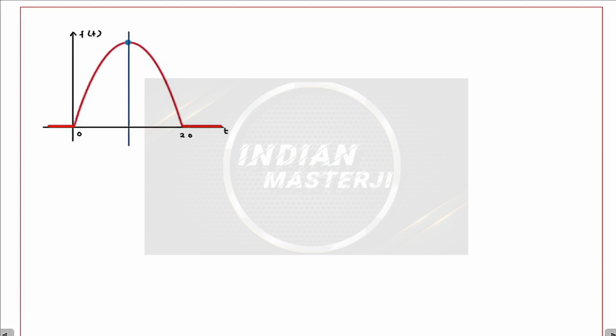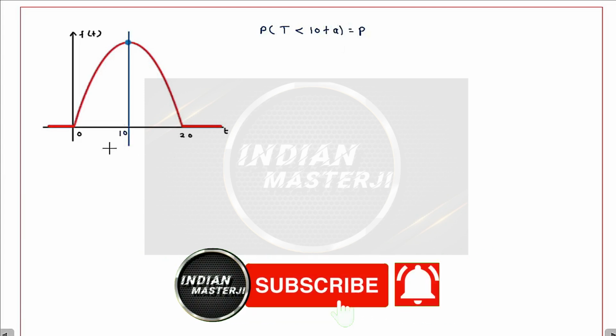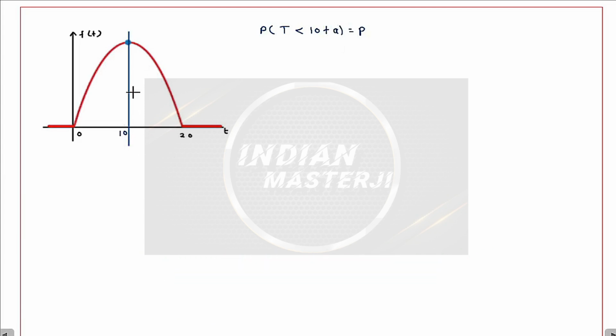Okay, so what they have given us: probability of t being less than 10 plus a is equal to p. Okay, so 10, this part was 10 of ours, correct? So 10 plus a will be to the right of this particular 10. Somewhere here we can say this point here is 10 plus a. Okay, and this particular area under the graph here is nothing but the probability of 10 plus a, correct? This value they have given as equal to p.